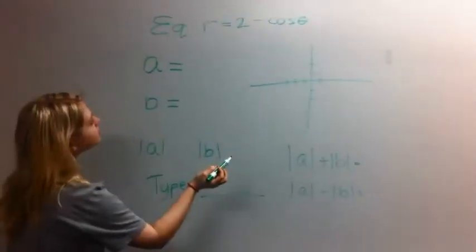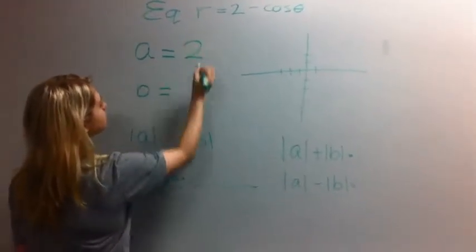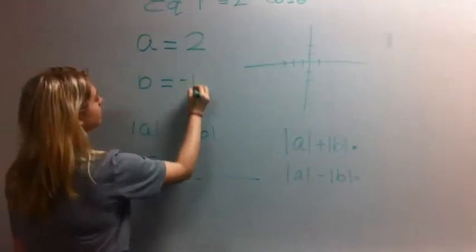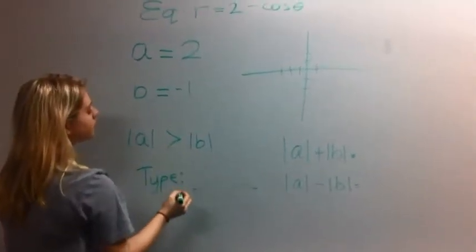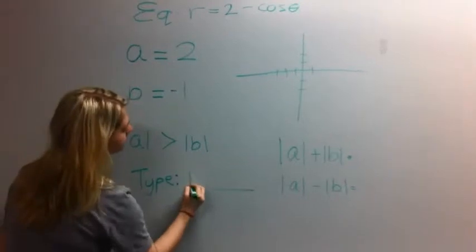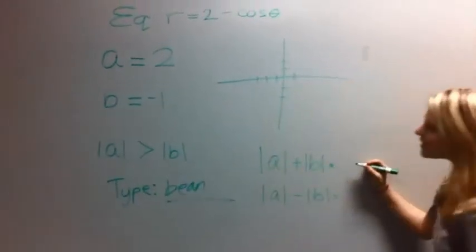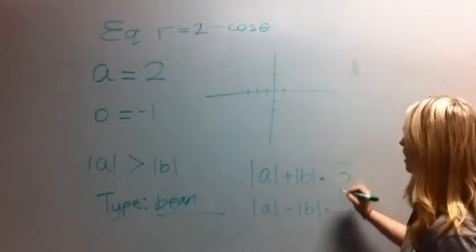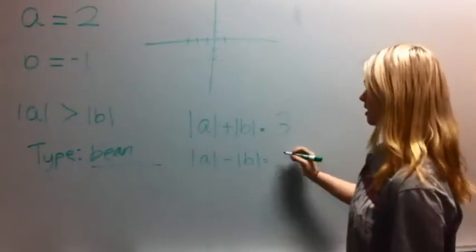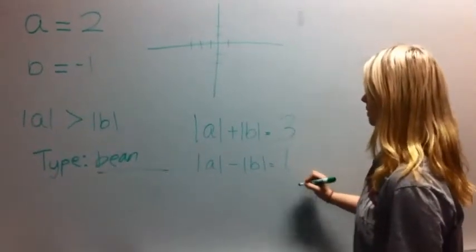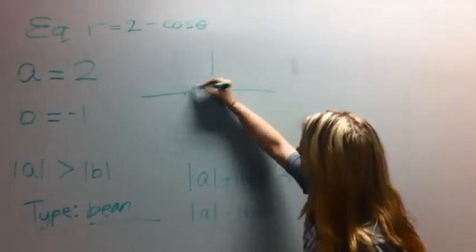Okay, so the equation for this graph is r equals 2 minus cosine theta. So a is 2, b is negative 1, and the absolute value of a is greater than the absolute value of b. The type for this graph is a bean or a dimple. a plus b is 3 for the absolute value of each, and a minus the absolute value of b is 1. So then you put your points here.